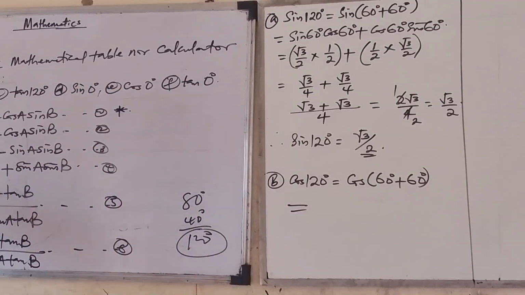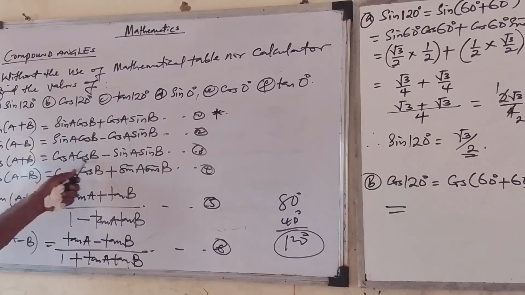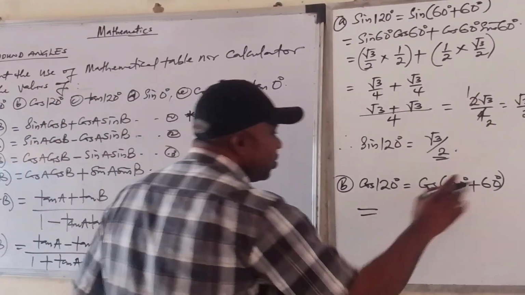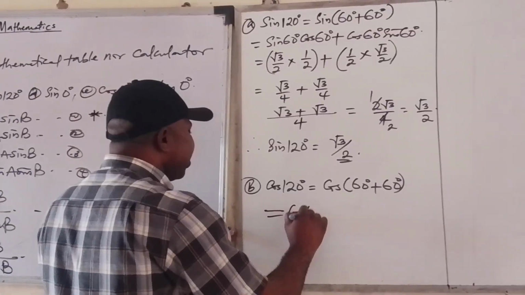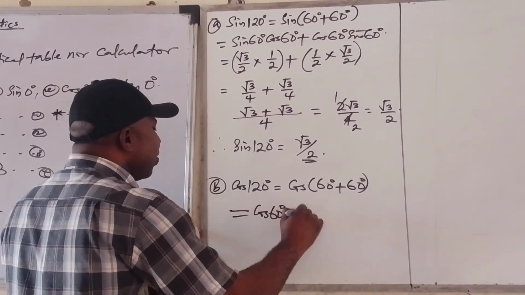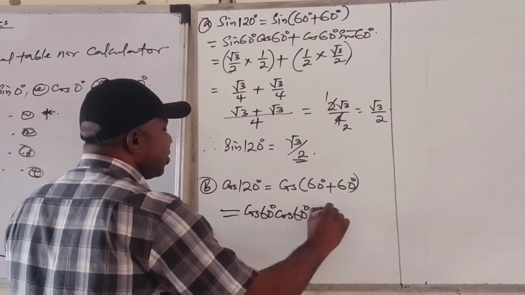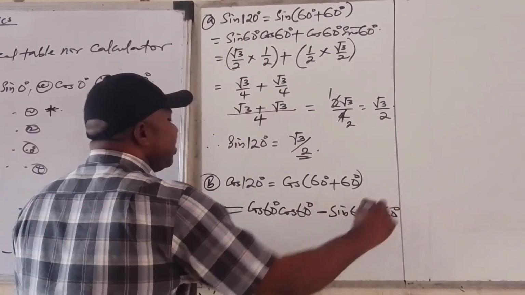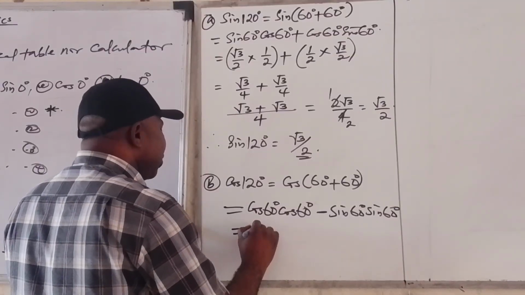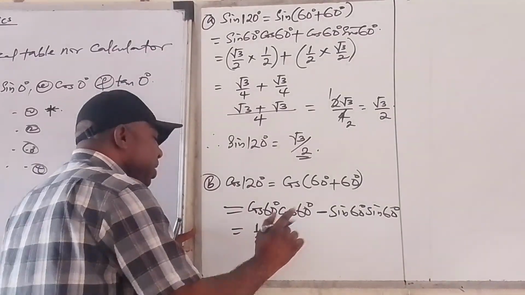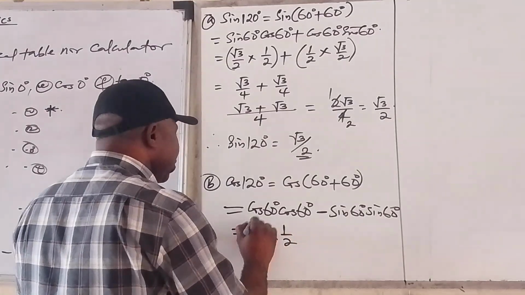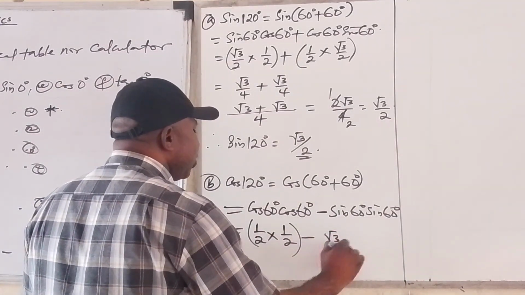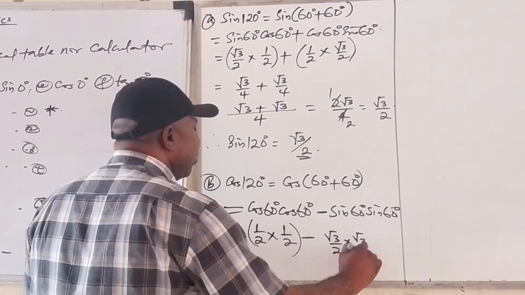Now let's figure for cos. We say cos A plus B is cos A cos B minus sine A sine B. So it means cos 60 plus 60 is cos 60 degrees, another cos 60 degrees, plus we change to minus, sine 60 degrees, then another sine 60 degrees. And cos 60 is 1 over 2 times another cos 60, 1 over 2. And here we have minus sine 60 is root 3 all over 2 times root 3 all over 2.